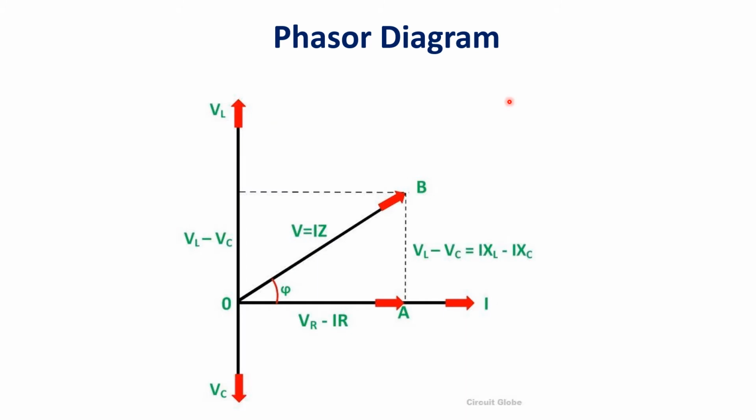Phasor diagram. In this we can see that voltage VL is upward on the y-axis, VC is downward on the y-axis, VR is on the x-axis. So here we can see that the resistive component is the horizontal component, and XL minus XC or VL minus VC is the vertical component, that is the reactive component, and by Pythagoras the diagonal will come as the impedance, that is Z.